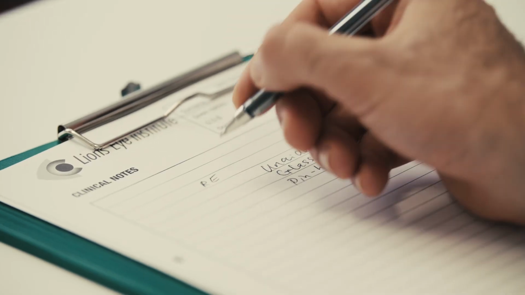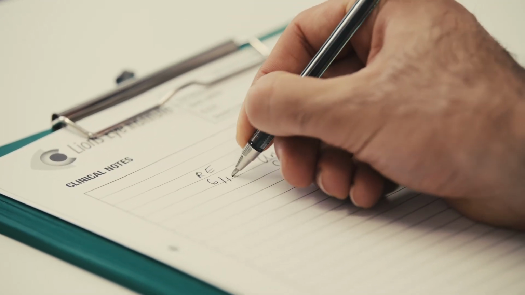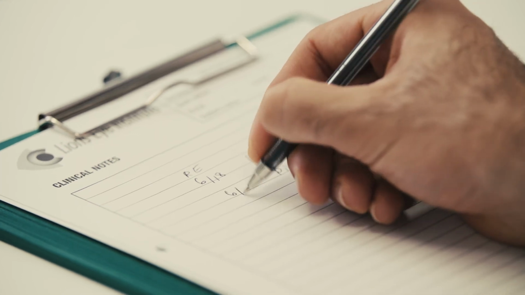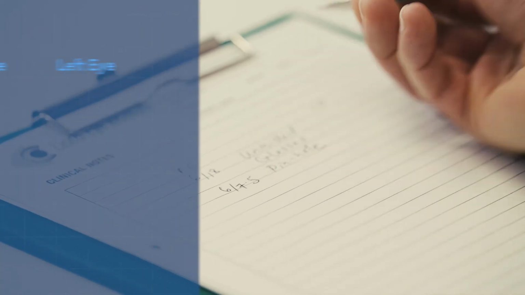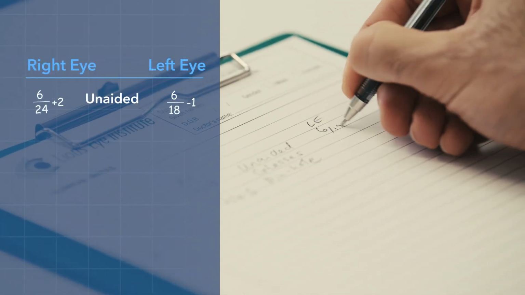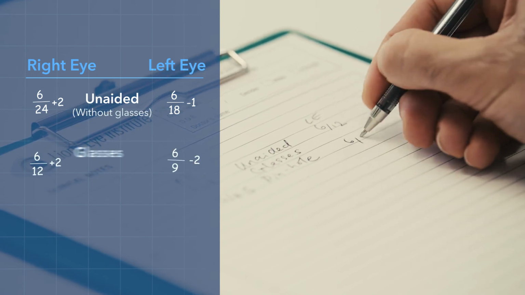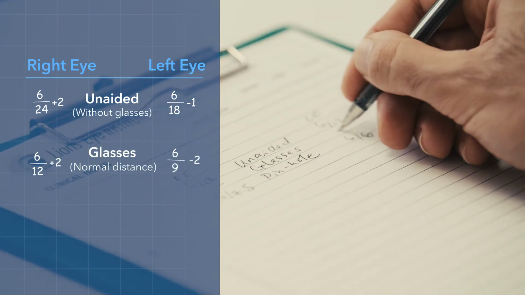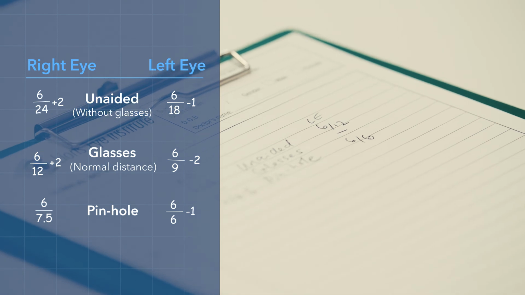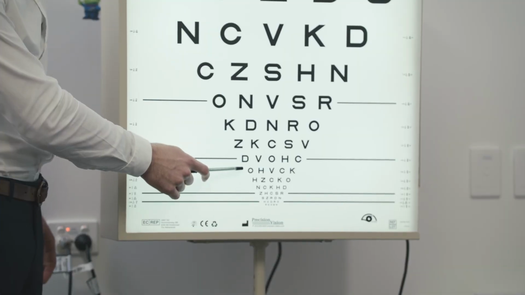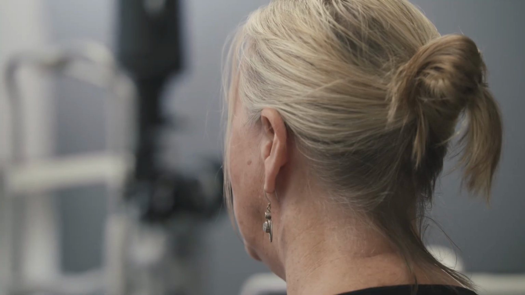Once you've measured the visual acuity in one eye, repeat the procedure for the second eye. Summarize your findings in the patient notes for each eye, clearly stating whether the vision was unaided, so without glasses, or with the person's normal distance glasses, or with pinhole. Be encouraging. People don't like making mistakes, so if you encourage them along, they'll often get a few extra letters or sometimes even a whole extra line on the chart.